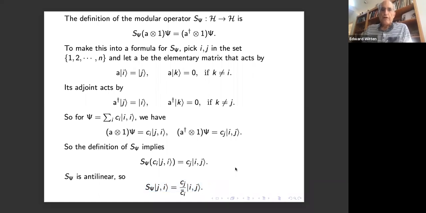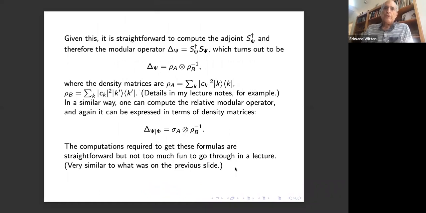Now, it possibly was tedious and not much fun to try to follow that slide. But I went through that to show that we can concretely define S sub psi. Once we know S psi, it's straightforward to compute its adjoint. And then delta psi is S psi dagger S psi. If you continue with that computation, you'll learn that delta psi is one density matrix tensored with the inverse of the other, where rho A is the density matrix of the first system, and rho B is the density matrix of the second system.